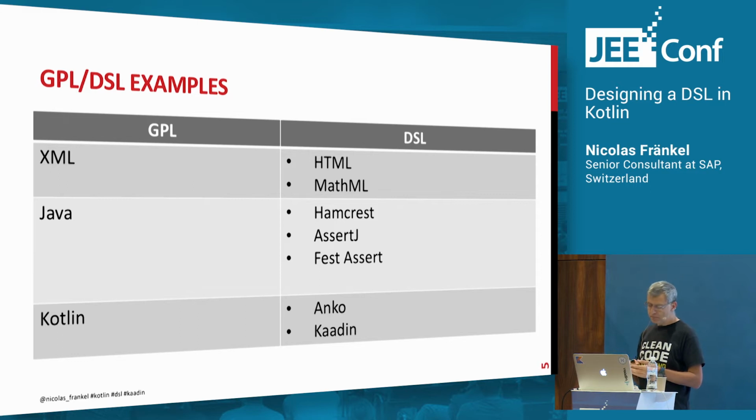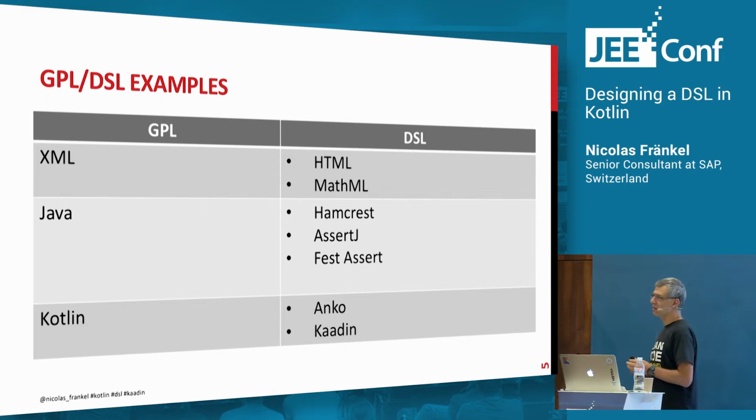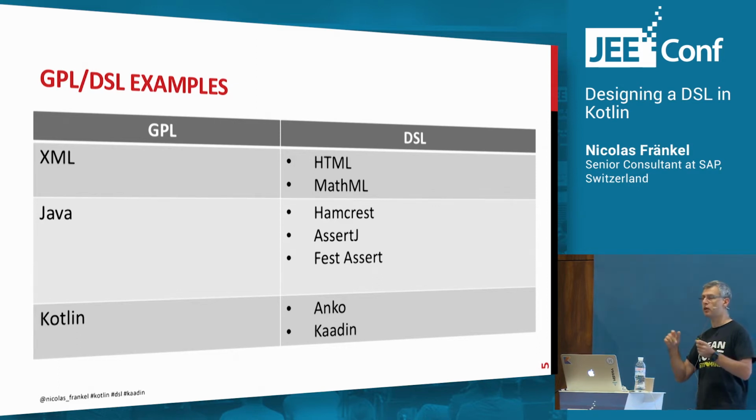And in Java, the DSLs are mainly focused on the assertions frameworks. So you might know some of them, like AssertJ, FEST-Assert, and that kind of stuff. So it describes very well the domain of assertions, and it makes the assertion much more fluent than assert equals something.